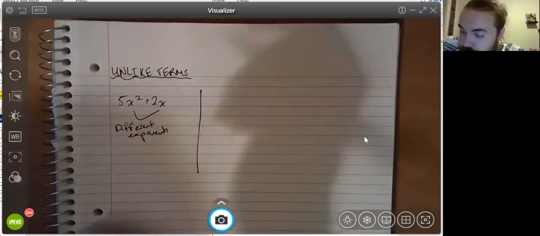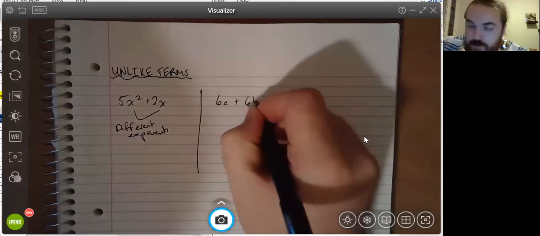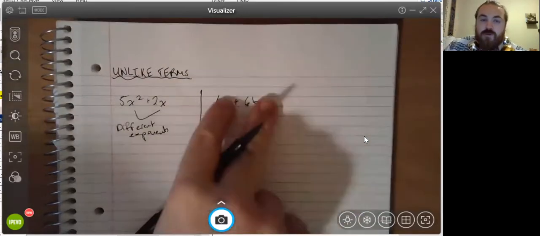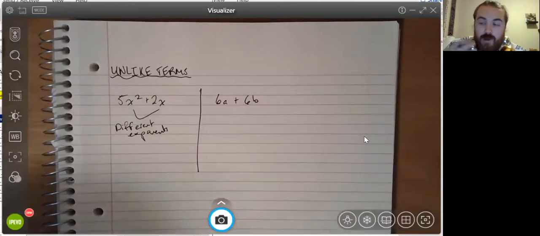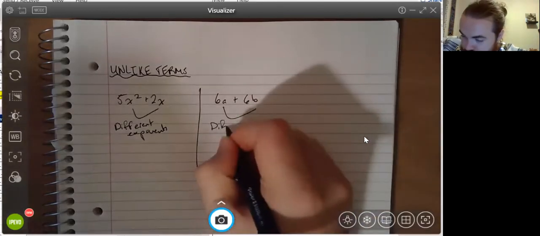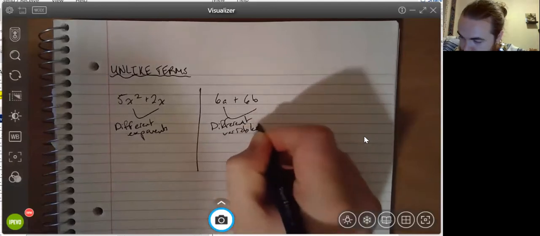Let's look at another example. We have something like 6a plus 6b. In this case, they do have the same power, both to the power of 1, but they're different variables. A and B can't combine. Different variables.